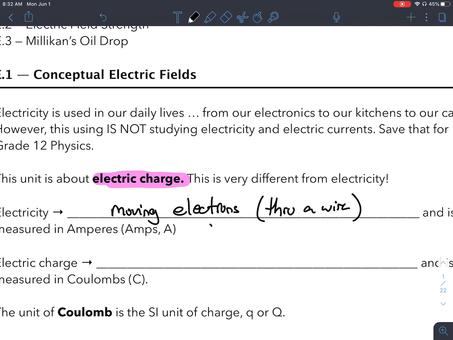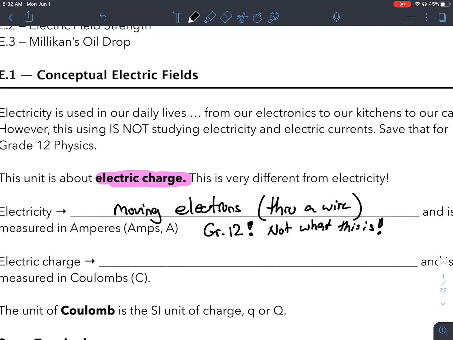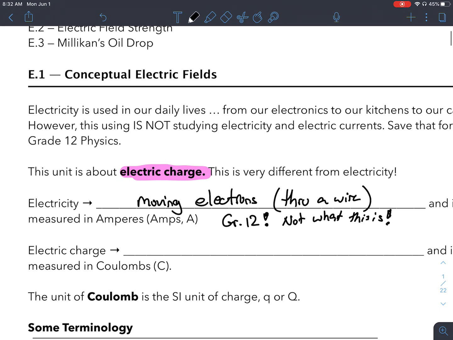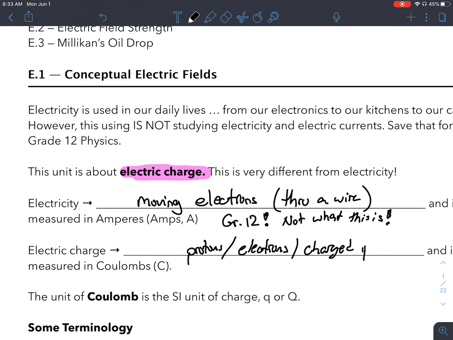That is a grade 12 topic, okay? That is not what this is. This is very different. This is electric charge, okay? This is essentially looking at individual protons, electrons, and or just general charged particles, okay?